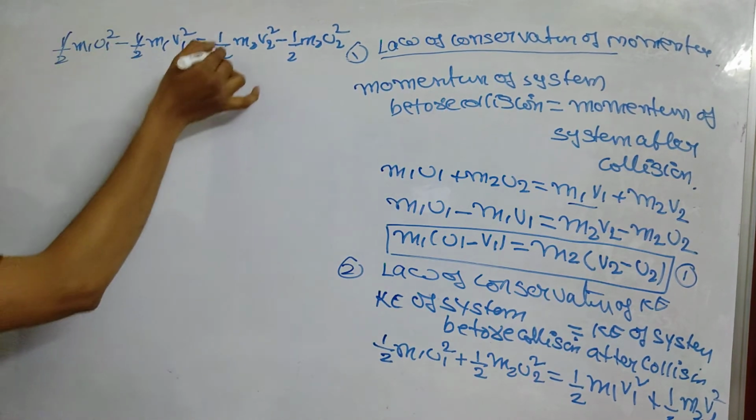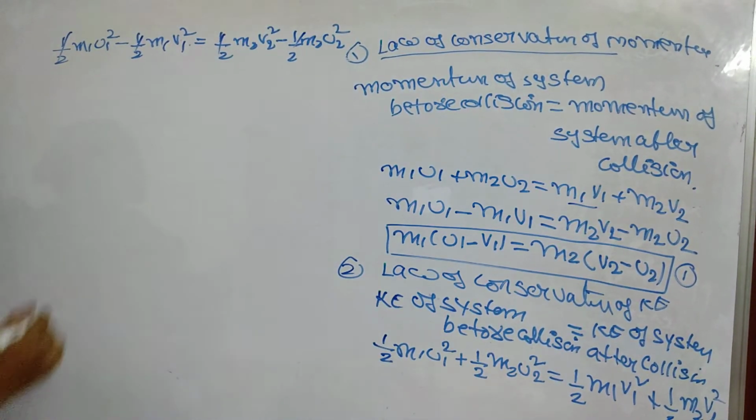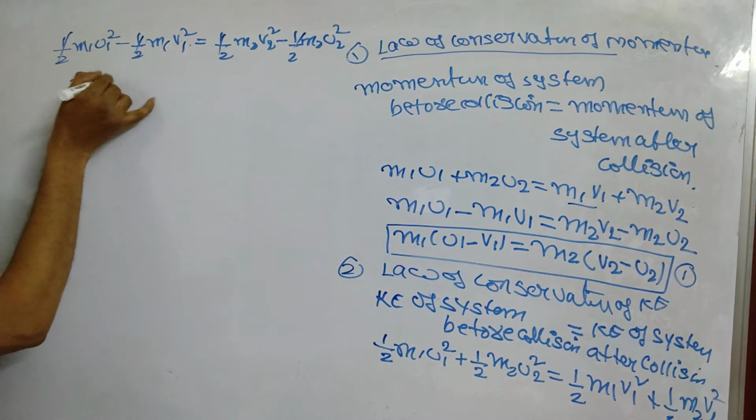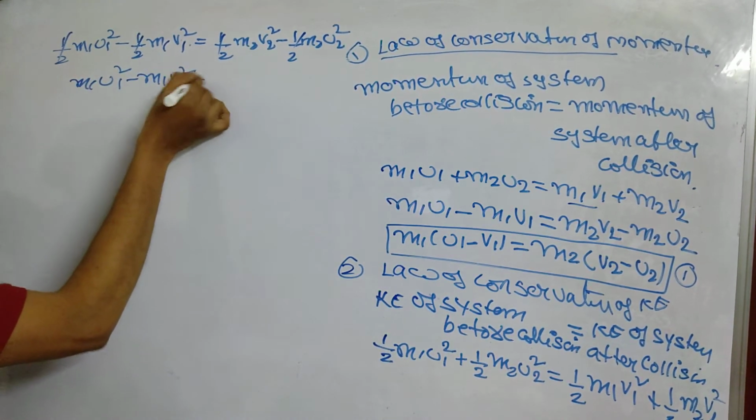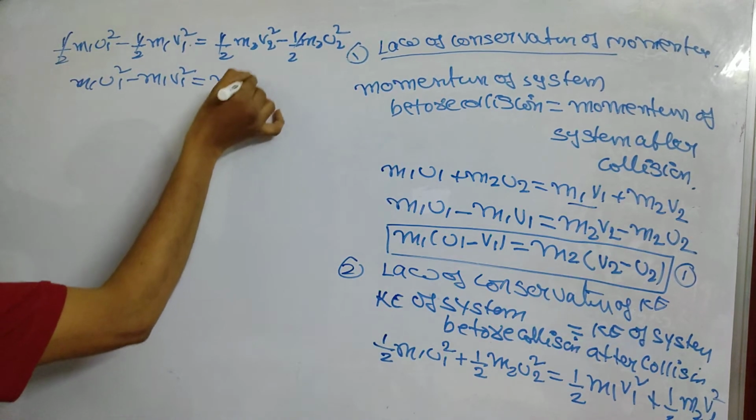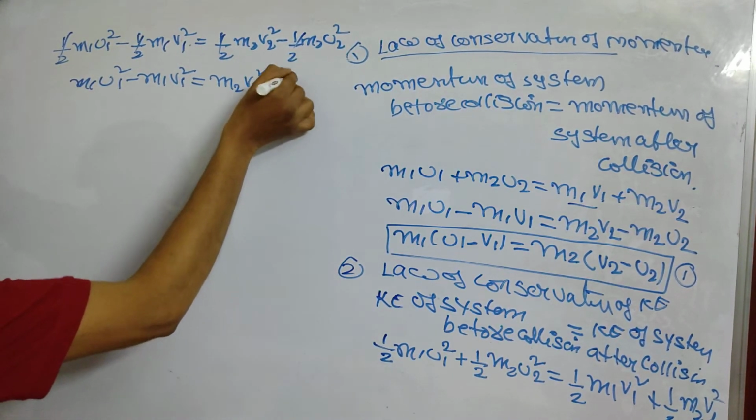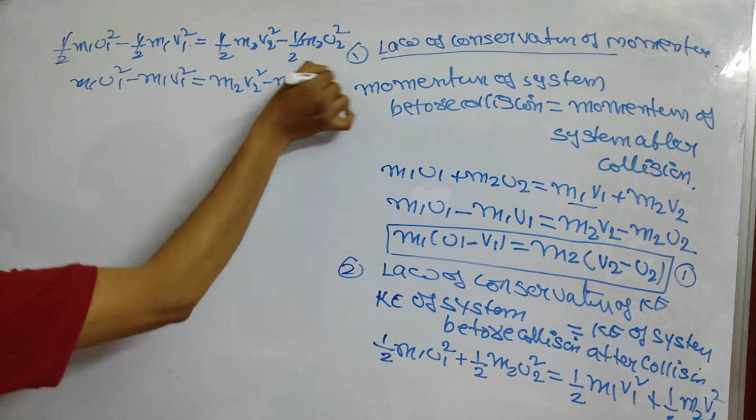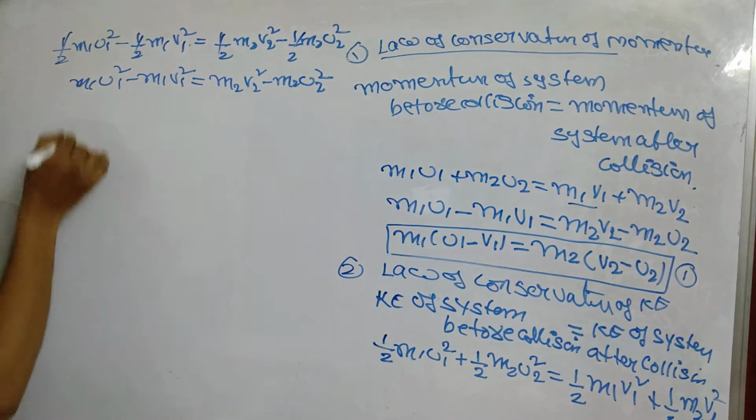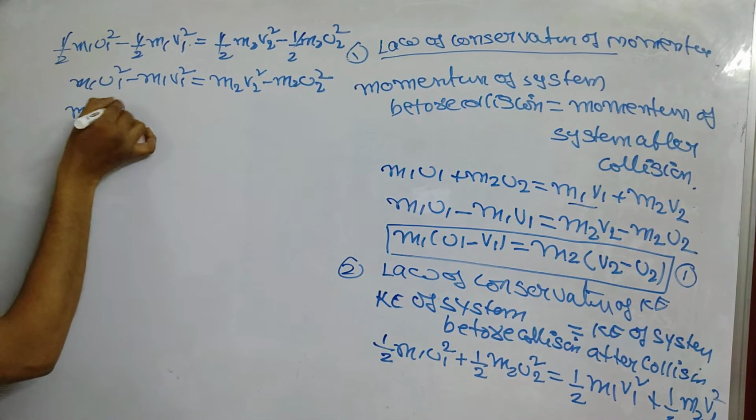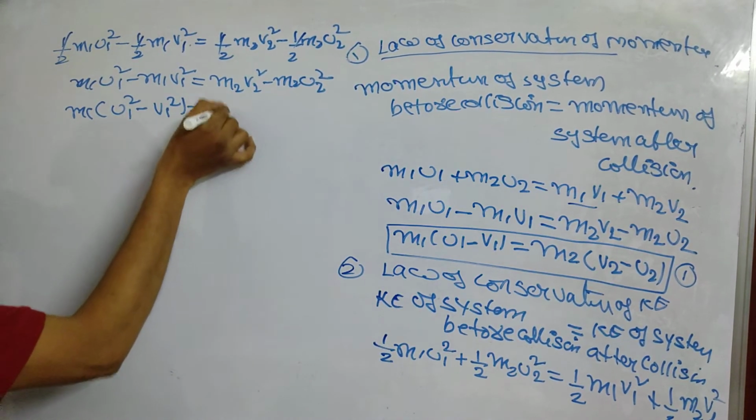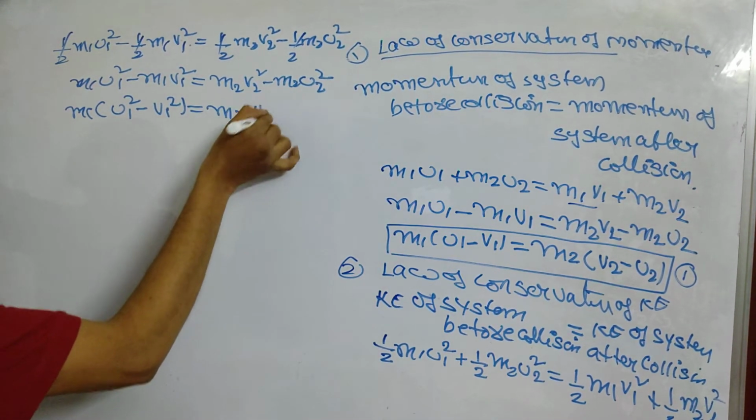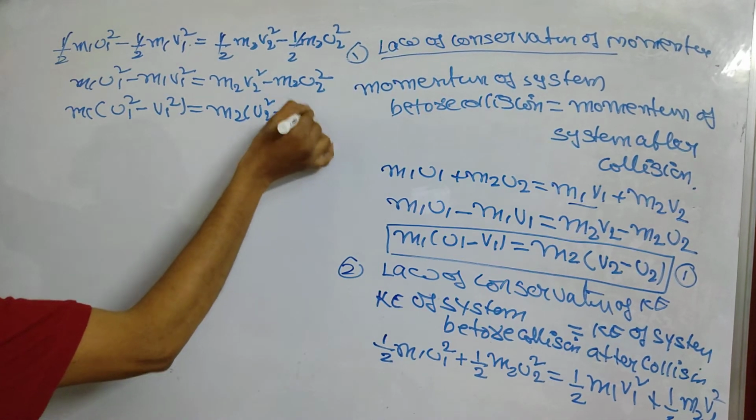Cancel the half completely on both sides. Then what will come? m1 u1 square minus m1 v1 square equals m2 v2 square minus m2 u2 square will come. Here you take the common factor now: m1 of (u1 square minus v1 square) equals m2 of (v2 square minus u2 square).